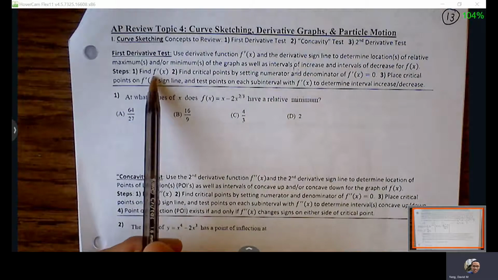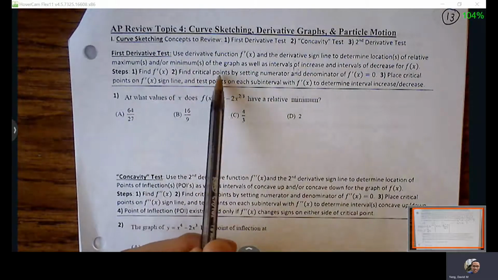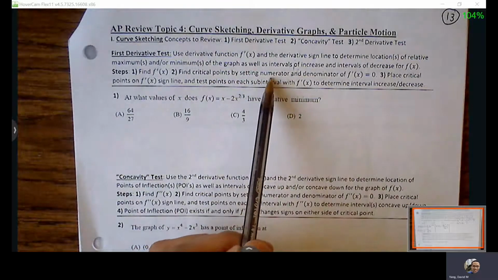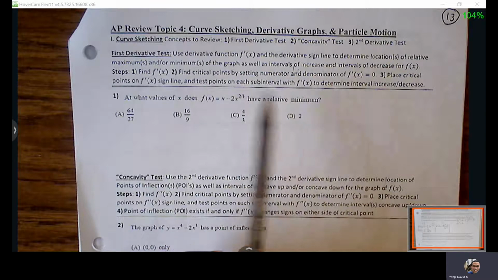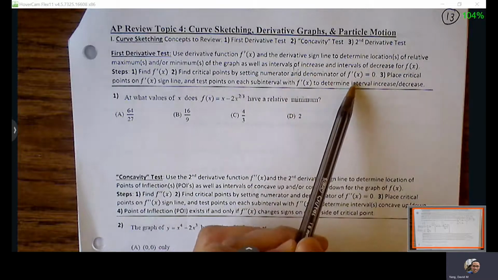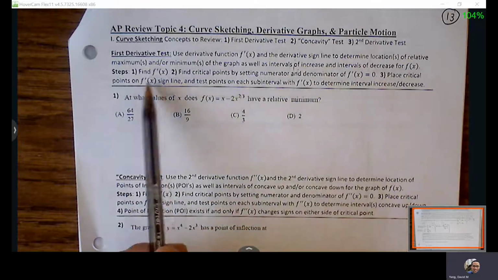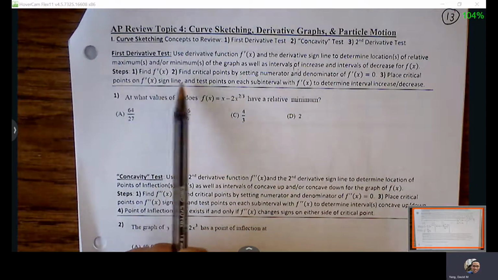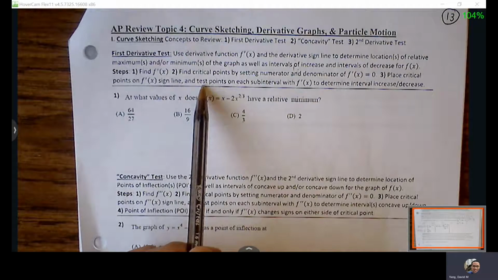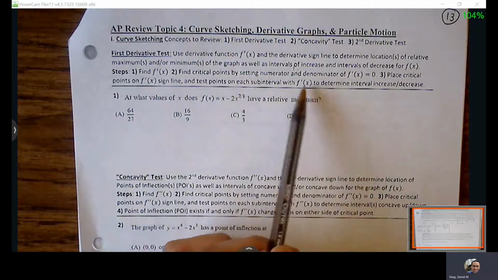First, we find f prime. From f prime, we find critical points. Now, remember, critical points can come from either the numerator or the denominator. So if we see variables in both places, we need to set both parts equal to 0 separately. Next up, we find all the critical points that we locate. We place them onto our f prime sign line. We choose values in each subinterval, and then we test each point with the f prime.